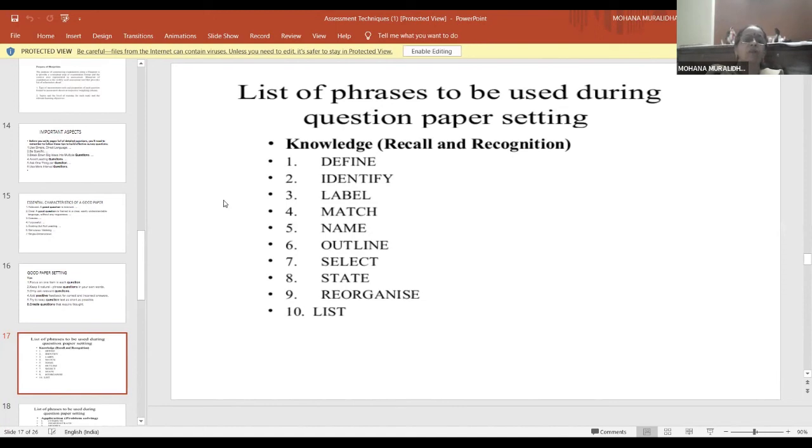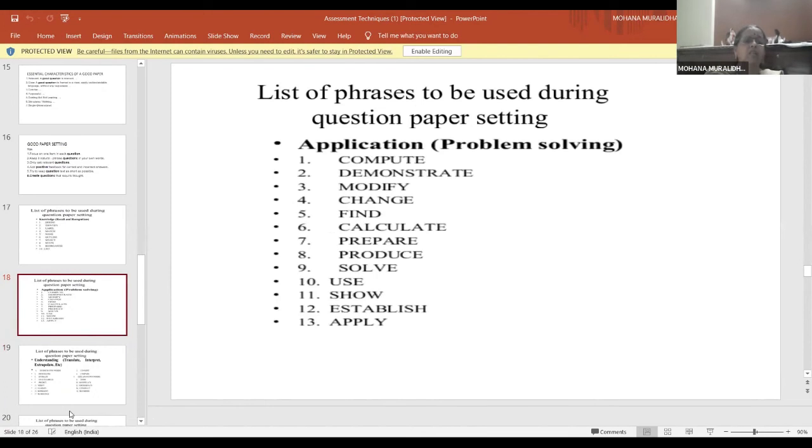Fine. Now next we will come to the phrases that are needed. I will send it to all teachers. You needn't make a note of it. I'm sending the PPT to you. You can use it for your preparations.